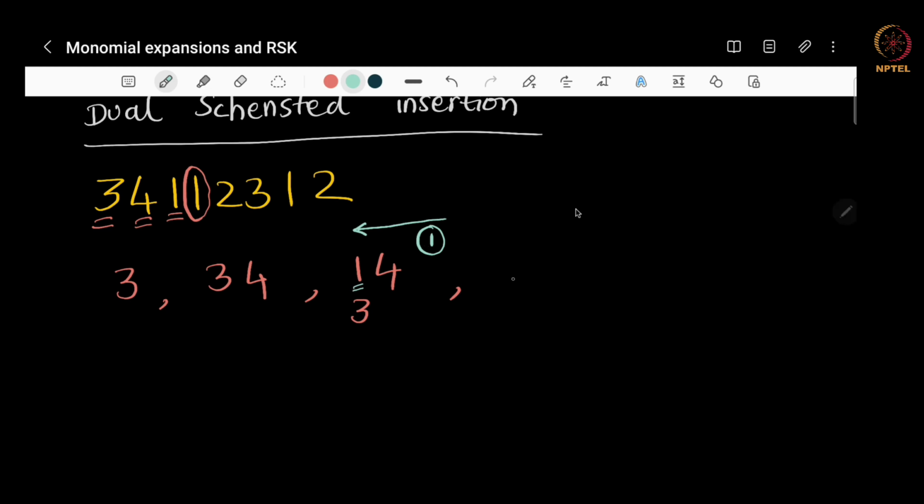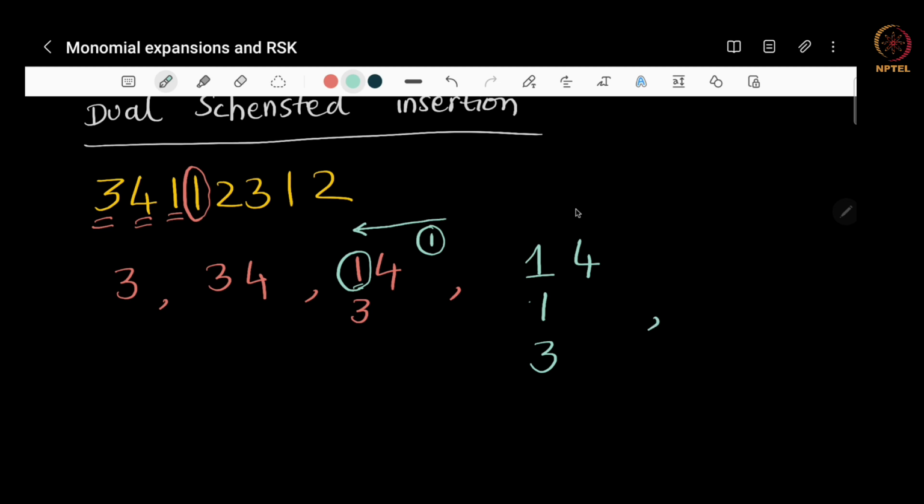So this new 1 takes the place of that 1, and now the old 1 gets bumped out. Now I look at the second row and try to insert it there. How does that work? Again, this 1 looks at the second row and finds there's only a 3, which is greater than or equal to itself. It bumps the 3 out. So this 1 goes into the second row and bumps the 3 out. That's what happens in the second step.